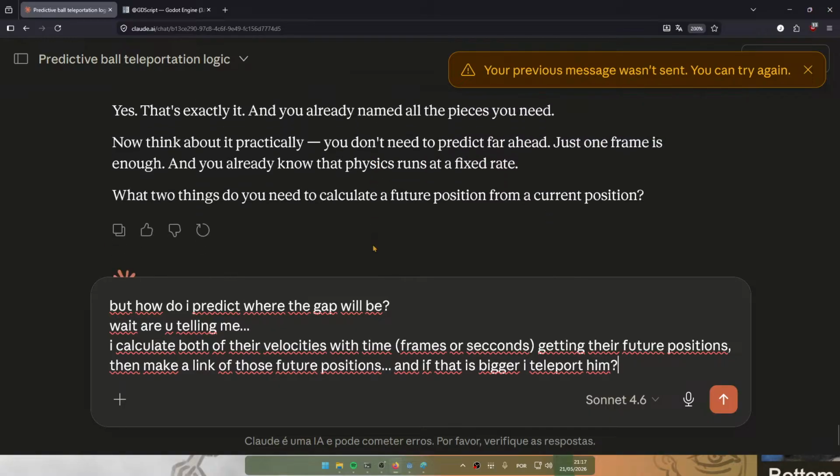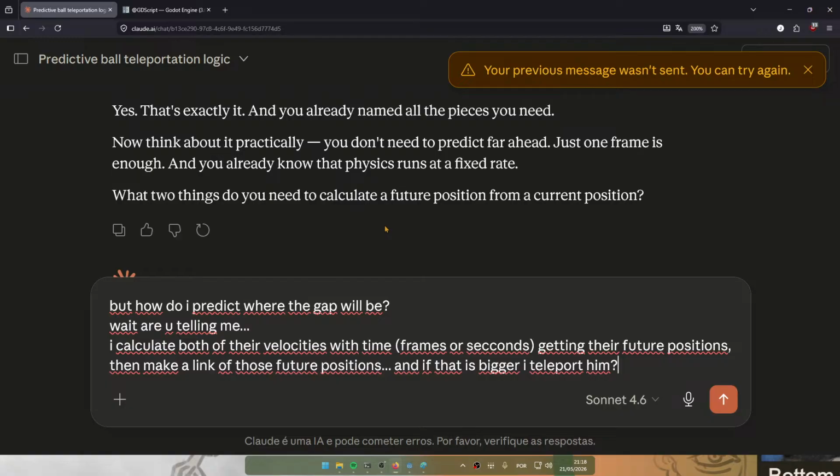Now think about it practically. You don't need to predict far ahead, just one frame is enough. You already know that physics runs at a fixed rate. What two things do you need to calculate the future position from a current position? So I need the velocity, and I need the time. I had a whole talk with my friend about this. It took me a while, but velocity and time, right? That's why it's like 2 meters per second or 1 kilometer per hour. And that makes me predict where the thing will be if the velocity doesn't vary, right? That's the problem. But since I'm just predicting the next frame, that'll probably be fine.